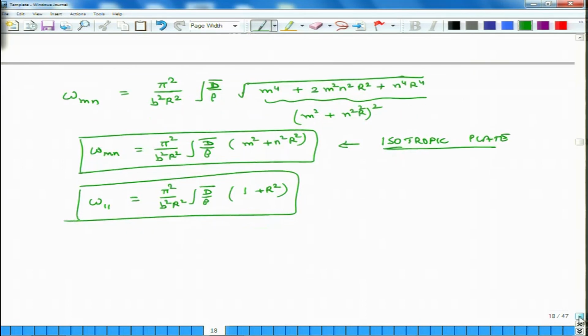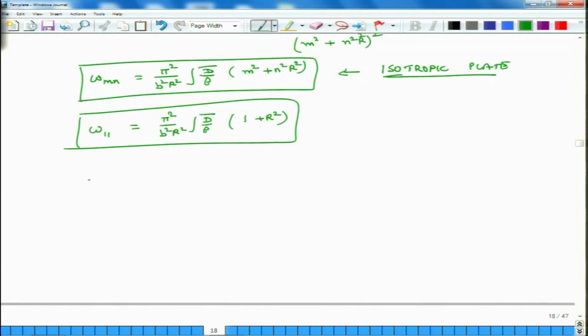The next thing we are going to do is compare the results from isotropic plates as well as from composites. If we have to do that comparison, we will make some assumptions for the orthotropic plate.